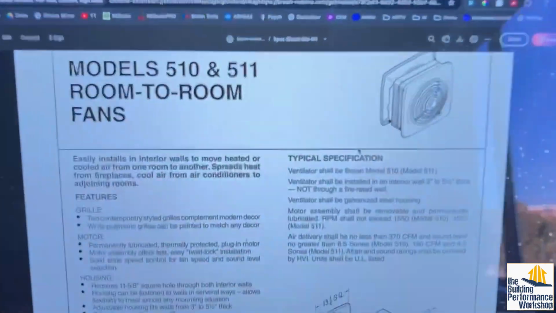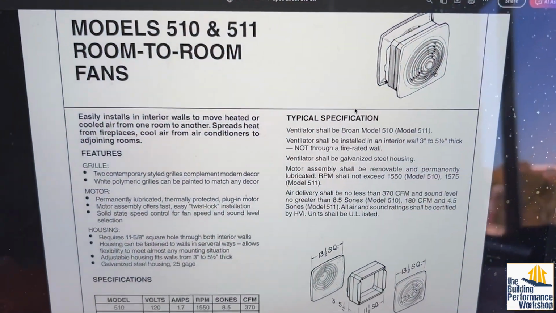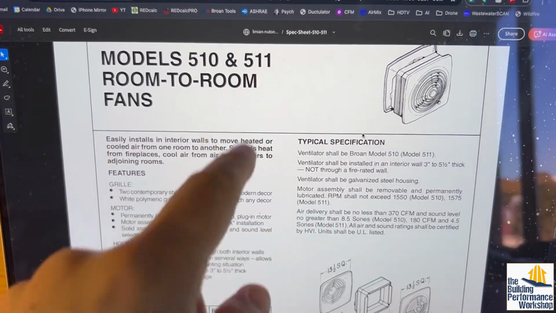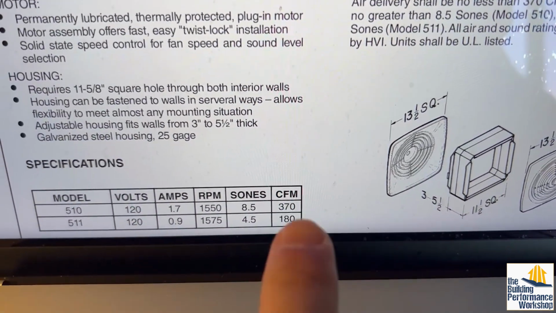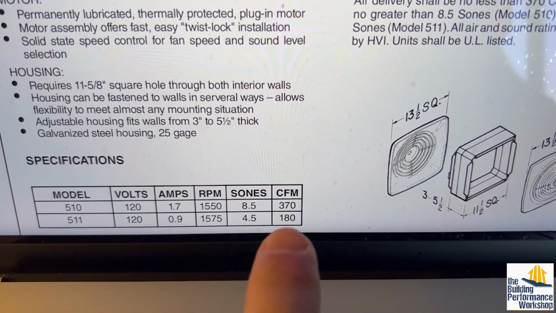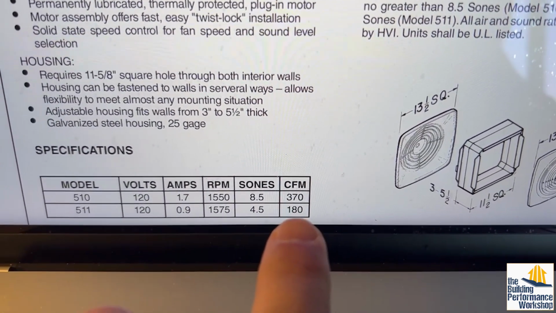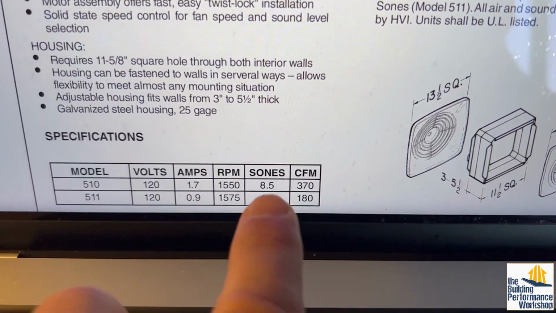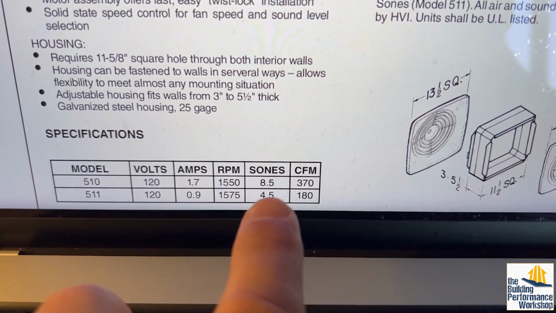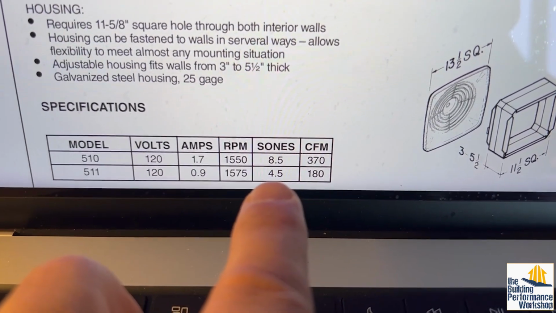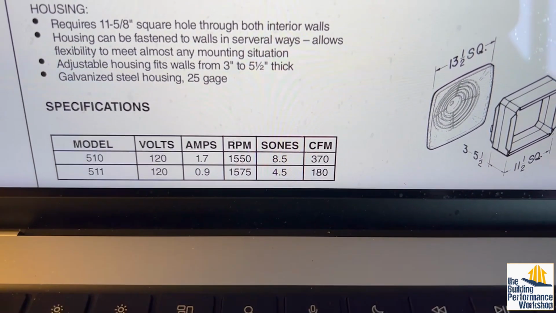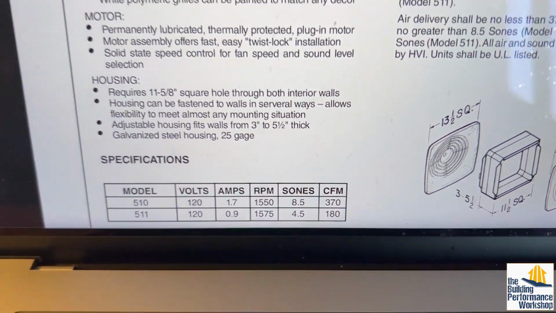When we pull up this fan online, this is a Broan model 510 or 511, we can see that it's specified to have either 370 CFM or 180 CFM of flow. So let's go find out. And by the way, these Sones, these are both real loud. 8.5 Sones is very, very loud. This is a system that was developed to try and make sense out of decibels so that we could just use it for human hearing.